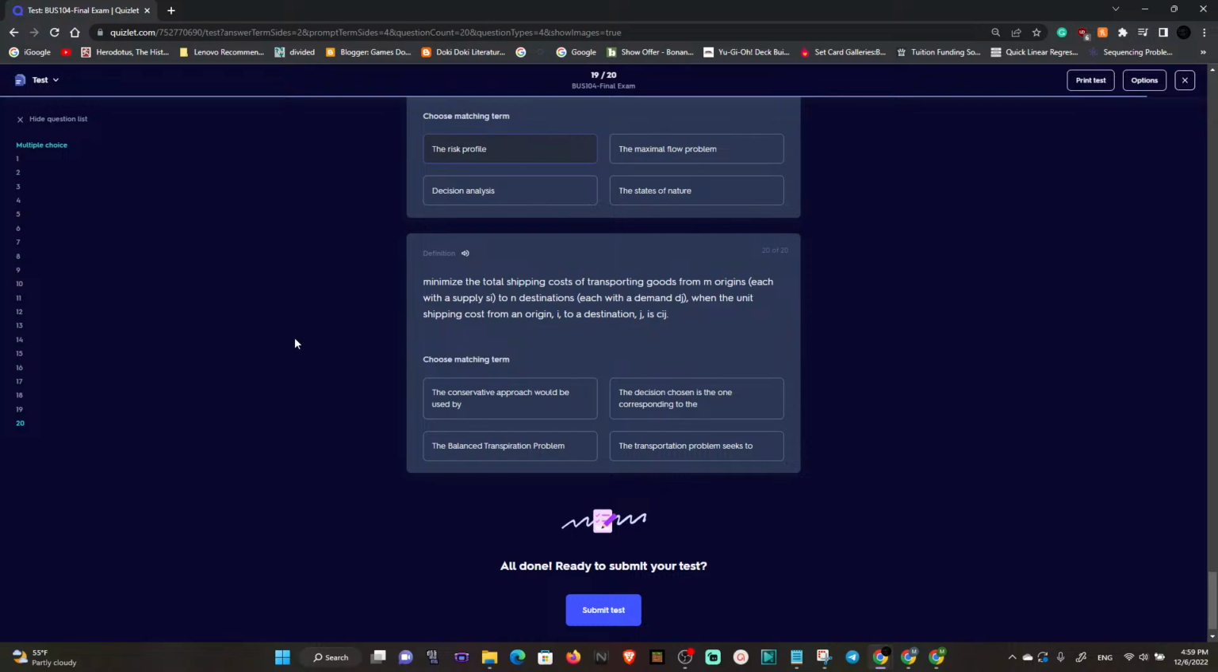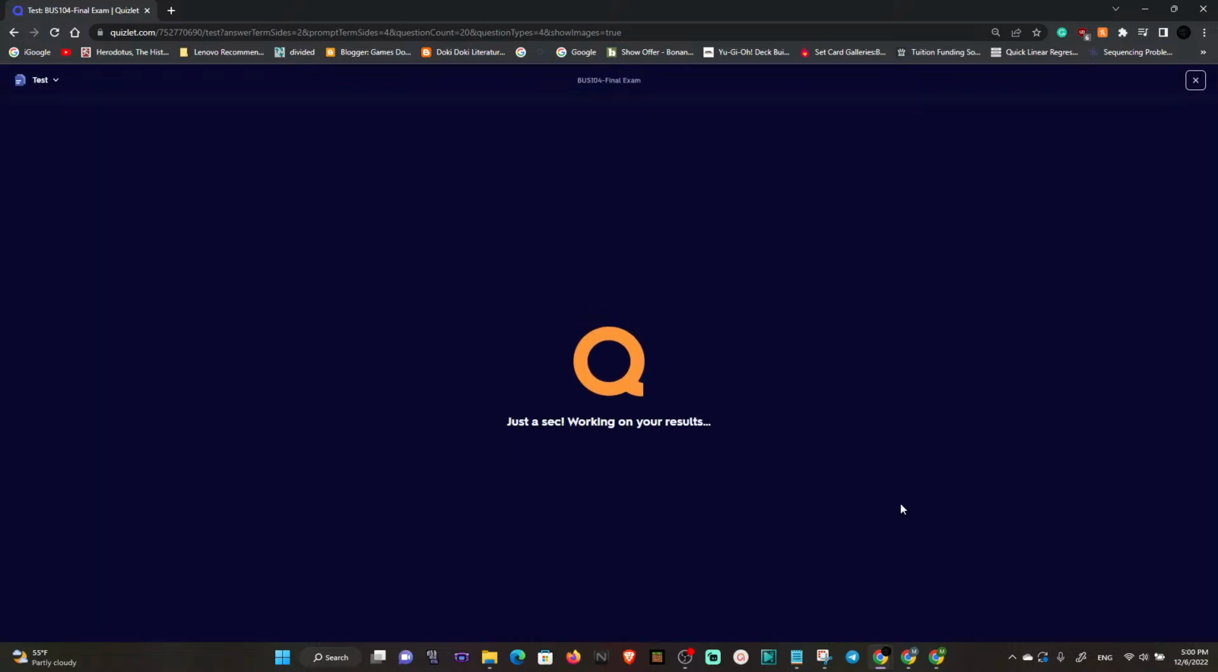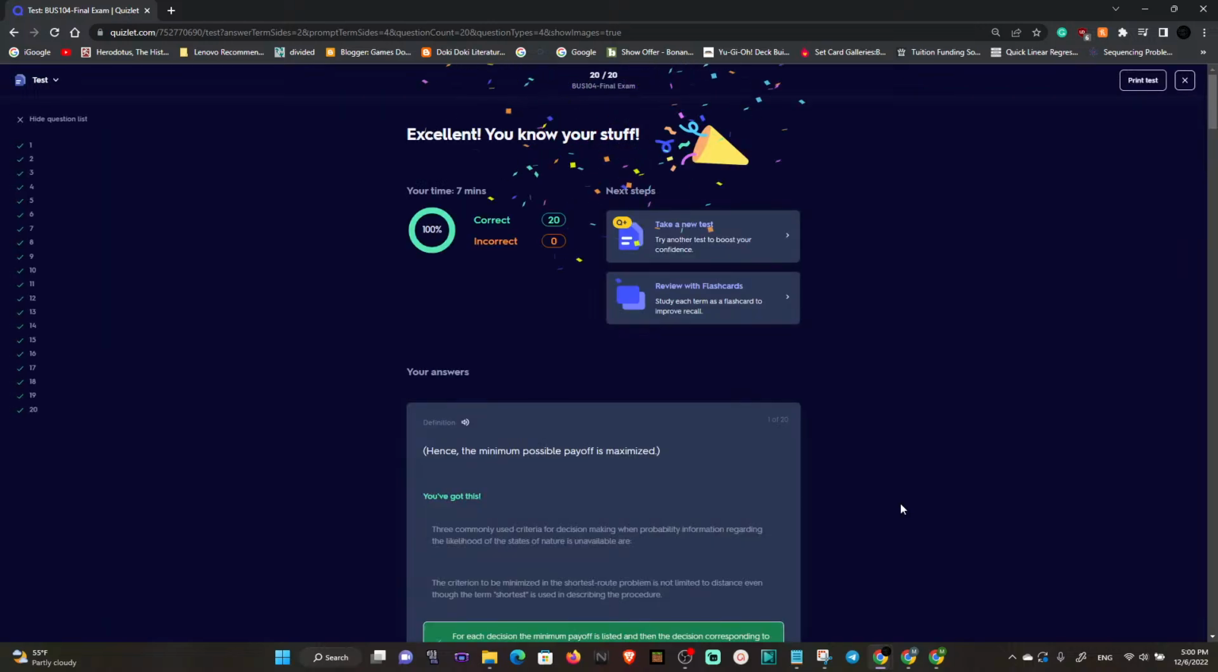Minimize the total shipping cost of transporting goods from m origins to n destinations when the unit shipping cost from an origin i to a destination j is cij is the transportation problem. D. Good. Good job.